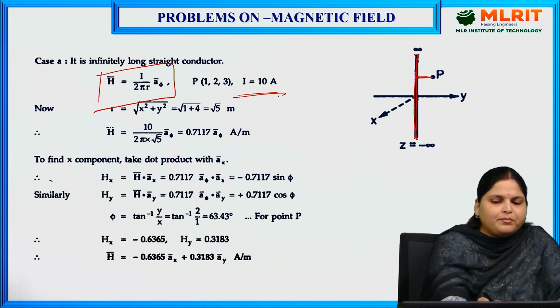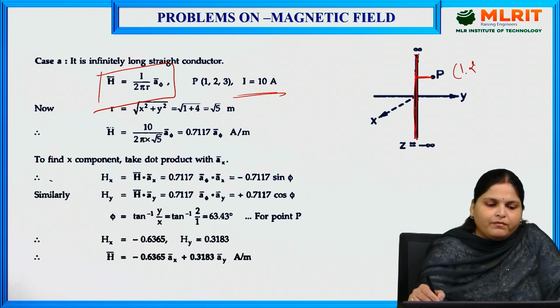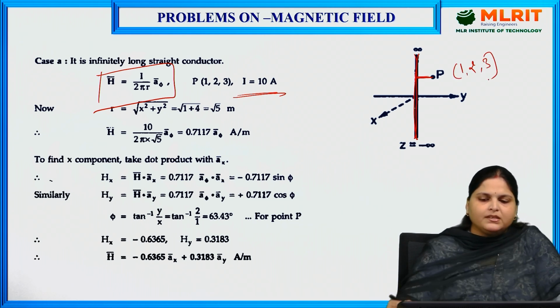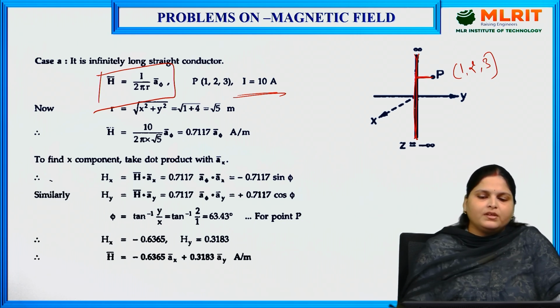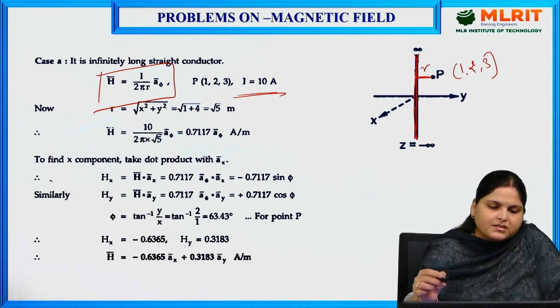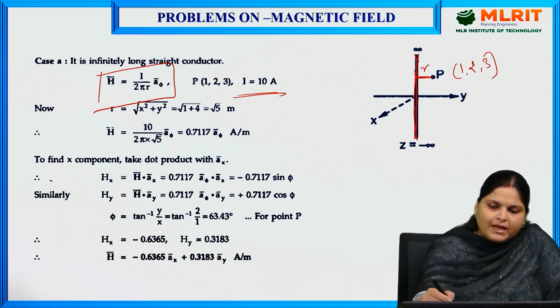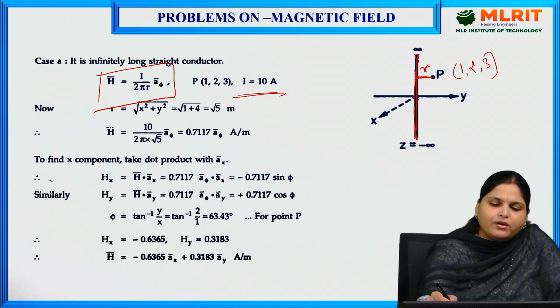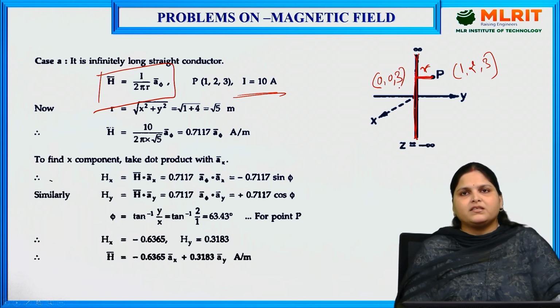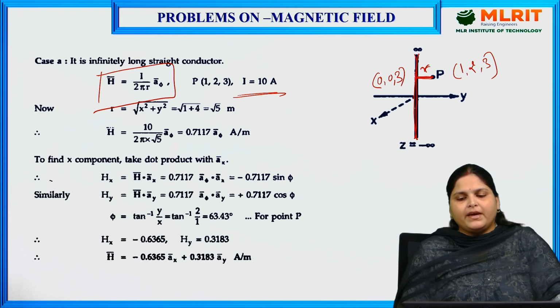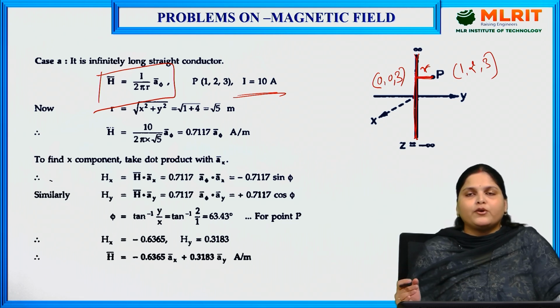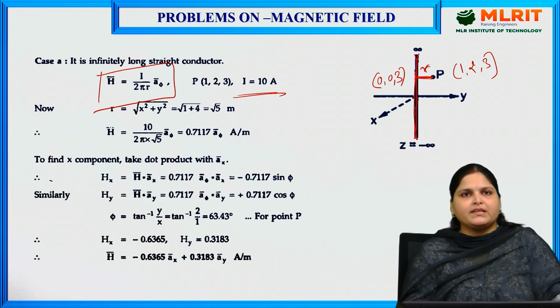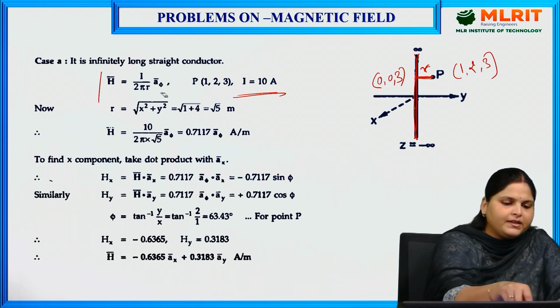So I is equal to 10 ampere and the coordinates of P are 1, 2, 3. So to find the smallest distance, we have to calculate this R, and to find this smallest distance, we need to drop a perpendicular on this filament. So its coordinates will become 0, 0, 3. As it is on the z-axis, obviously x and y coordinates will become 0, and because we are dropping a perpendicular, z will be the same in both cases.